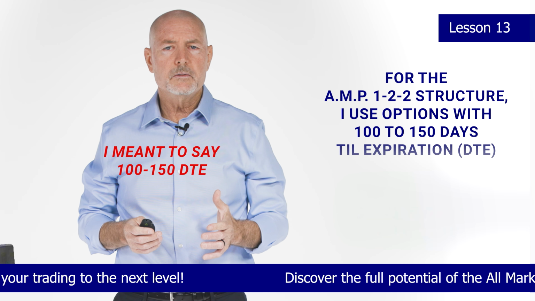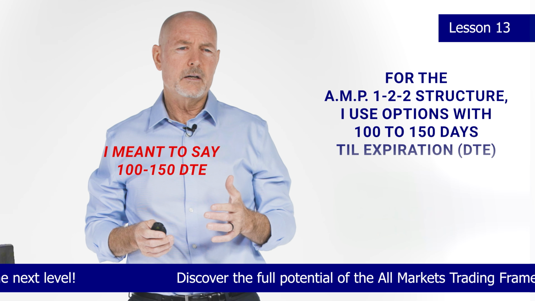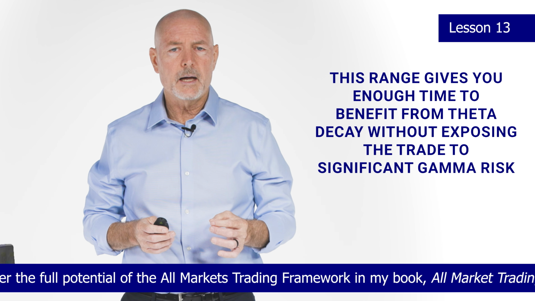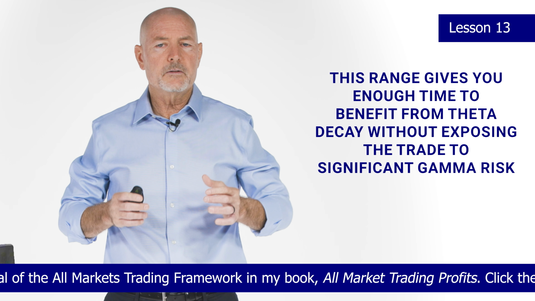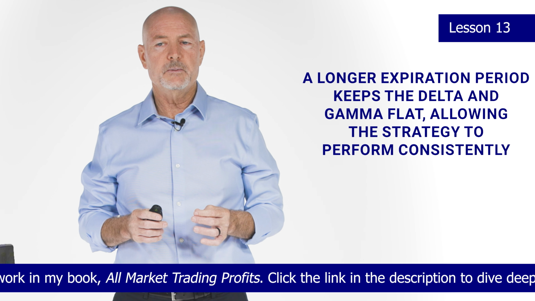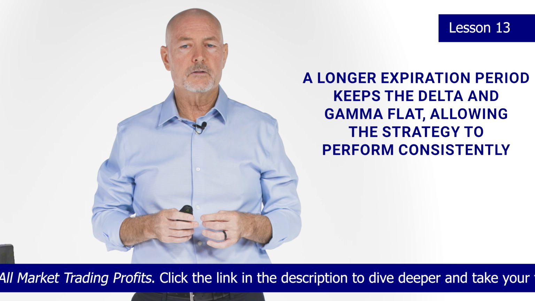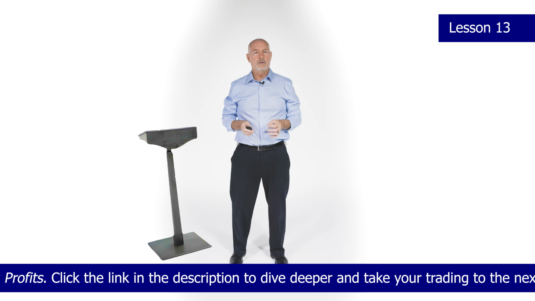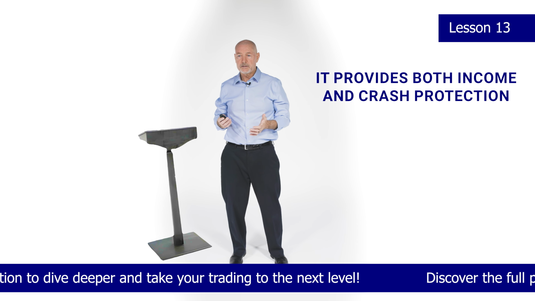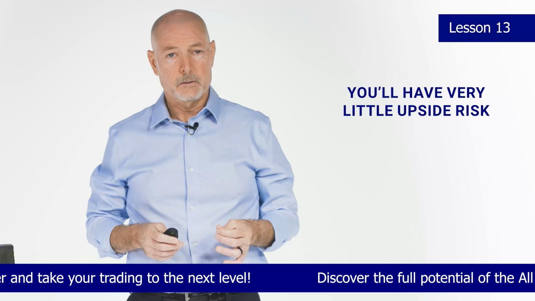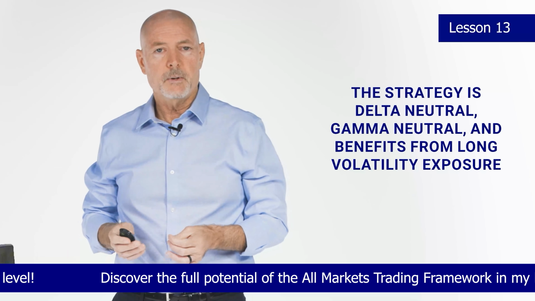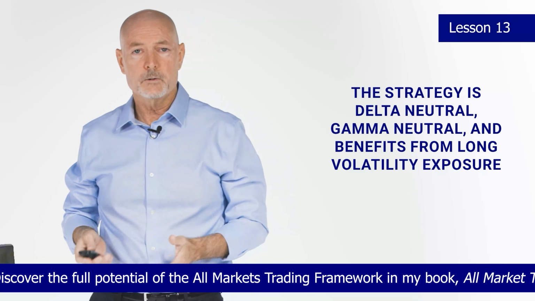For the AMP 122 structure, I use options with 150 to 200 days until expiration. This range gives you enough time to benefit from theta decay without exposing the trade to significant gamma risk. A longer expiration period keeps the delta and gamma flat, allowing the strategy to perform consistently. There are key advantages to this structure. It provides both income and crash protection. You'll have very little upside risk. The strategy is delta and gamma neutral and benefits from long volatility exposure.